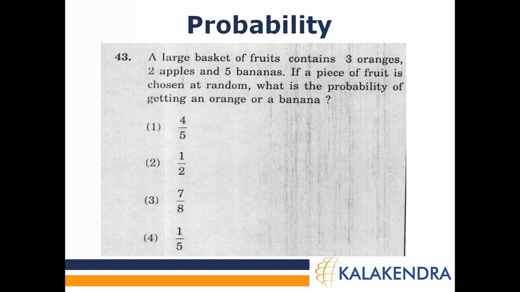So an orange or a banana means orange and banana have to be added together. So you've got 8 possible fruits to choose from out of a total of 10 fruits. So you've got 8 upon 10, which is 4 upon 5, which is the probability of getting an orange or a banana.